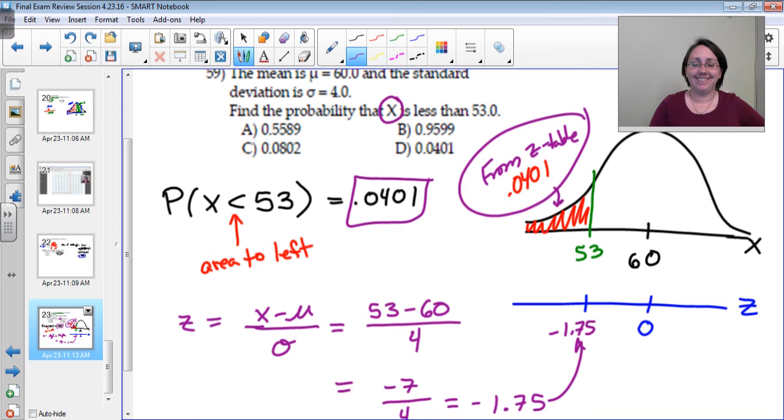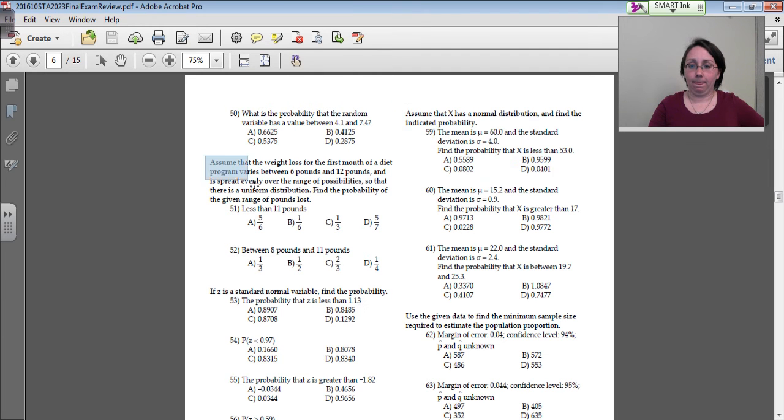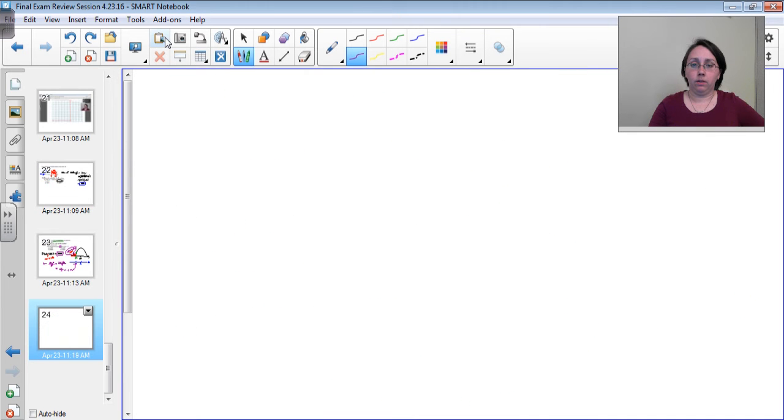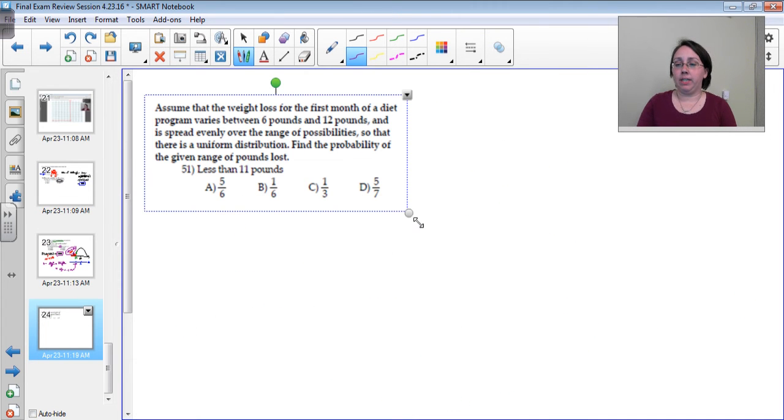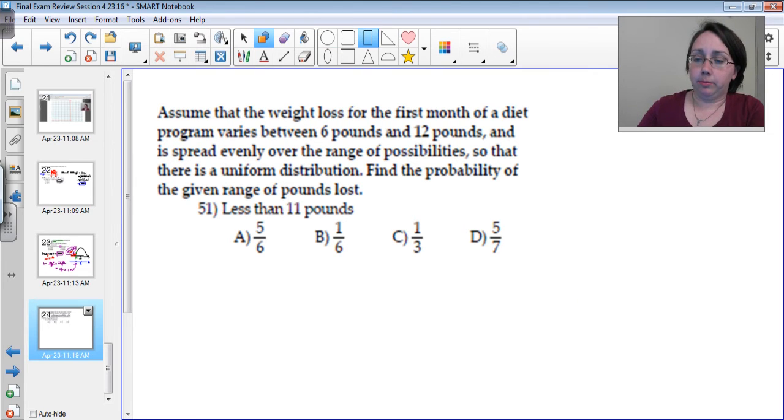Everything. Let me go back to 51. All right, 51. What's the very important keyword here to know anything at all that you're supposed to do? Uniform distribution. Uniform means what? Rectangle. Okay. All right, so we draw a rectangle. Use my little shape machine.